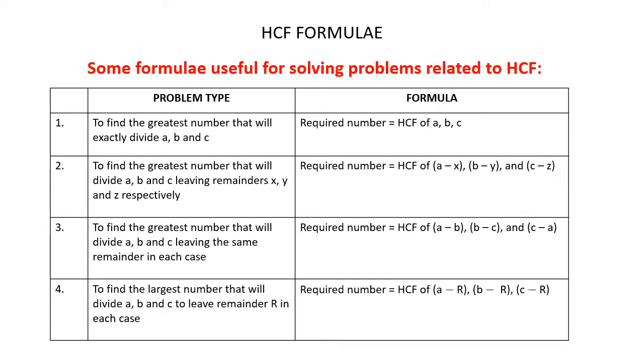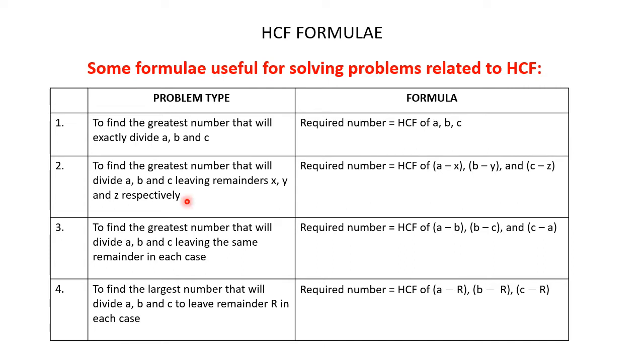To find the greatest number that will divide A, B and C, leaving the same remainder in each case, you have to use the formula: required number is equal to HCF of A minus B, B minus C and C minus A. To find the largest number that will divide A, B and C to leave remainder R in each case, you have to use the formula: required number is equal to HCF of A minus R, B minus R and C minus R.